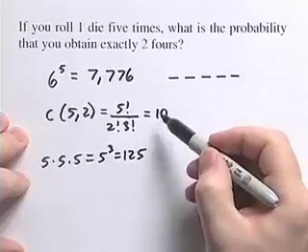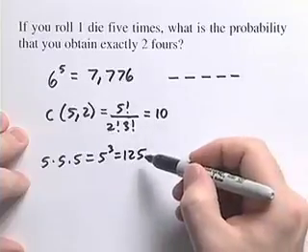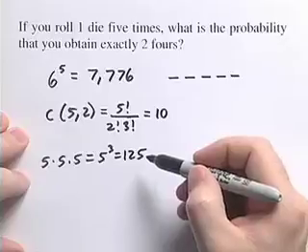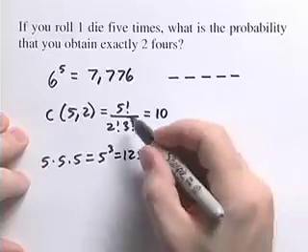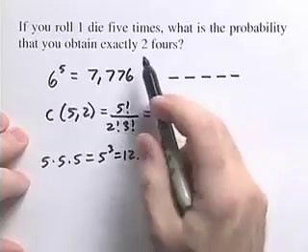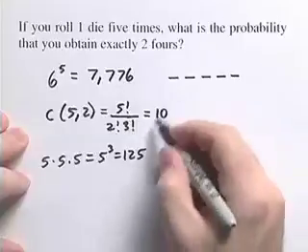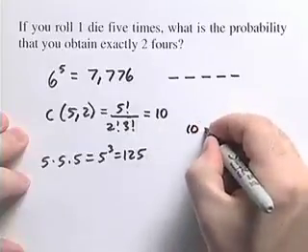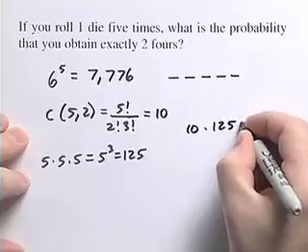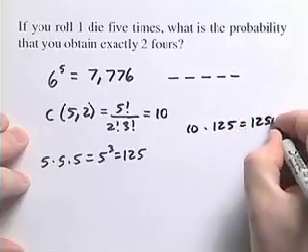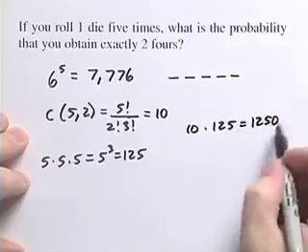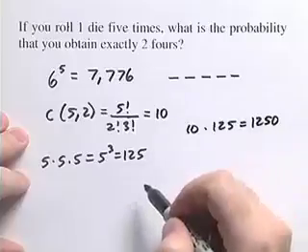So there are 10 ways to position the 2 4s. There's 125 ways to position the remaining 3 numbers. To get the total number of ways we can get exactly 2 4s, we need to multiply these together. We get 10 times 125 is equal to 1,250. Now that's just the total number of ways that we can get exactly 2 4s.